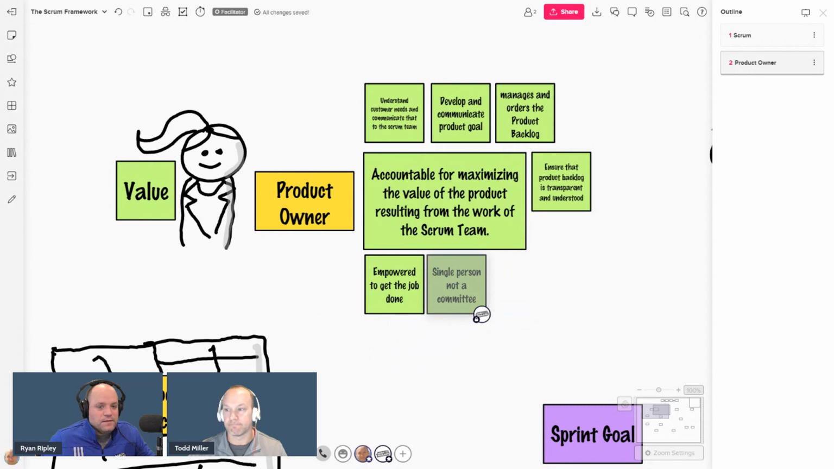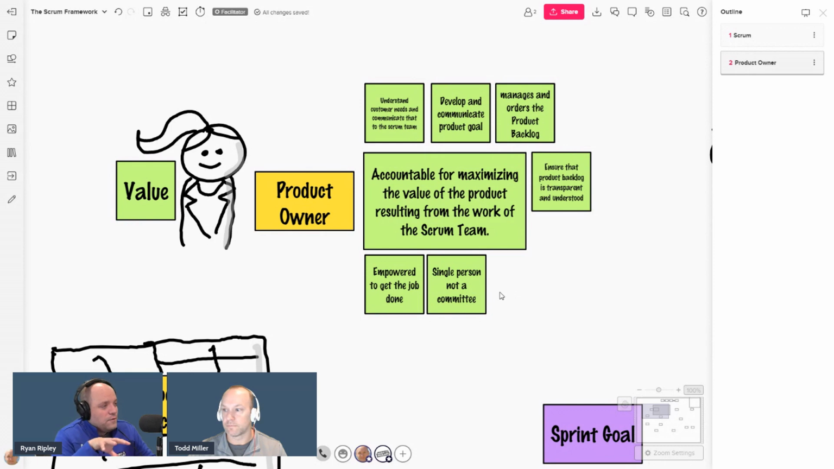Not a committee. And a lot of people will say, well, wait a minute, how could one person possibly do the job? Well, look, people can help, but we ultimately have one person who is fully empowered to make every decision needed about the product, whether it's product backlog related, whether it's budget related, whether it's directionally related, and they can do that in the moment. They're empowered to do their job. It's a single person, not a committee. They don't have to wait for permission.